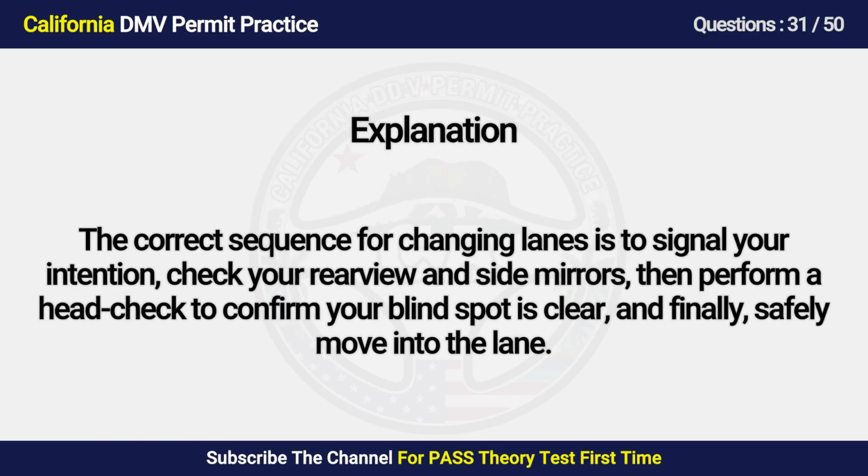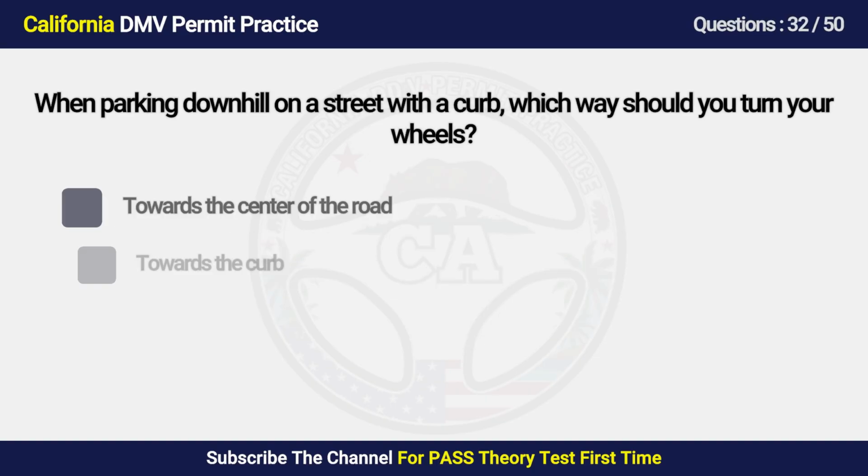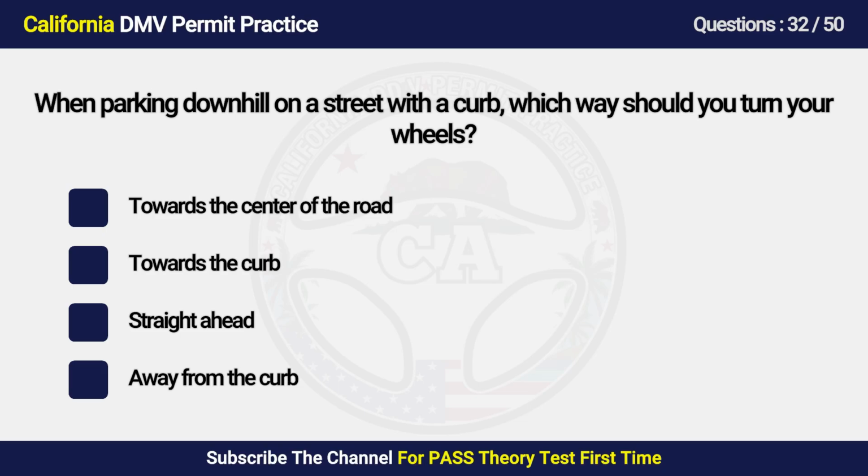The correct sequence for changing lanes is to signal your intention, check your rearview and side mirrors, then perform a head check to confirm your blind spot is clear, and finally, safely move into the lane. Question 32. When parking downhill on a street with a curb, which way should you turn your wheels? A, the center of the road. B, the curb. C, straight ahead. D, away from the curb.